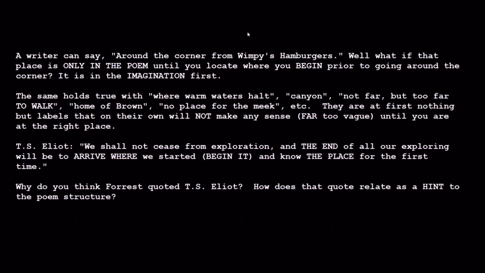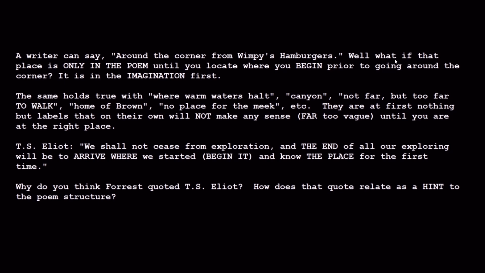Here's an example of that. A writer might say, "around the corner from Wimpy's Hamburgers..." In other words, that's just a pause or a phrase from within their writing. So, because this is a treasure map, everybody's going to go on a map and say, "the Wimpy's Hamburger? Oh, there's a place up by the Tetons, Wimpy's Knob." Maybe that's... no, that's not the way it works. Right now, just consider it as a label in the poem.